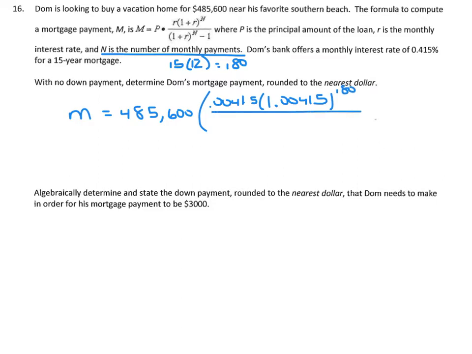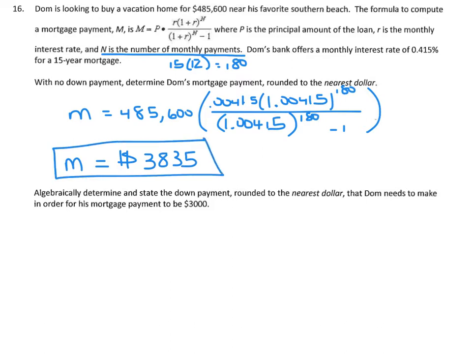Okay, and then in the denominator of the fraction, again, it's 1 plus the rate. So you could either write 1 plus 0.00415, or you could just write 1.00415. And we're raising that to the n power, which we said is 180, and then minus 1. Okay, so all we have to do here is just literally take this whole thing, and since everything is numbers, you could just plug everything into your calculator. Now here they want it to the nearest dollar. So when you plug this in your calculator and you round to the nearest dollar, you wind up getting $3,835. All right, so that's the answer for the first part.